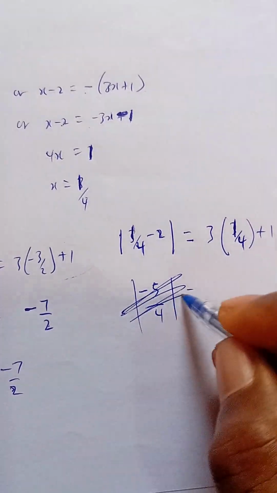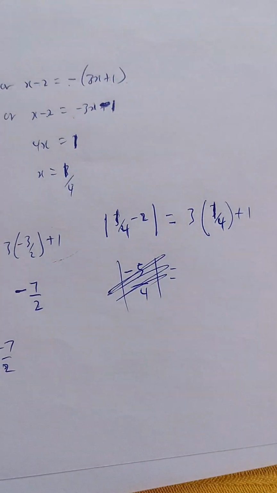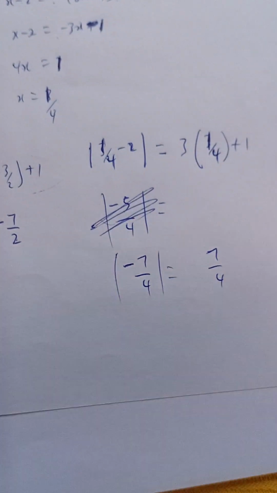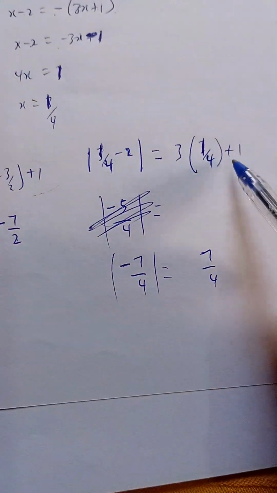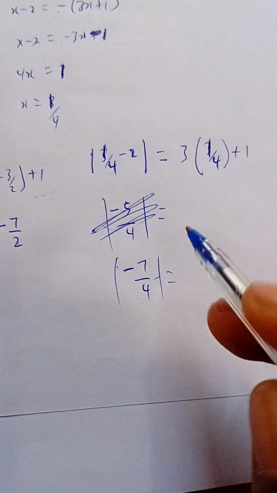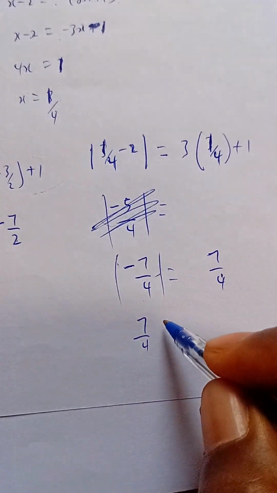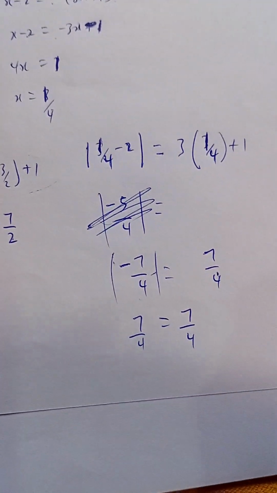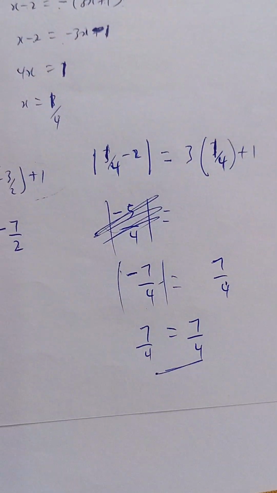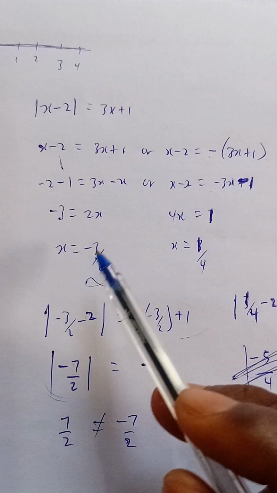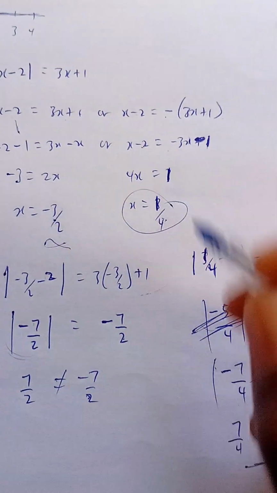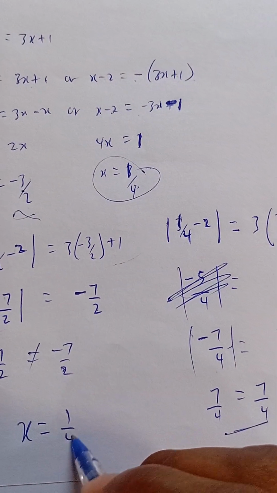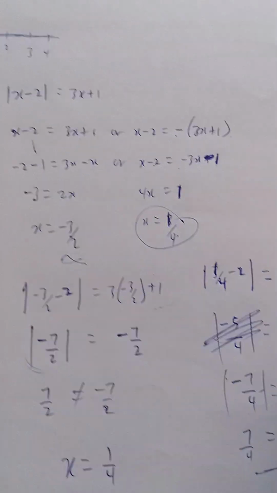So let's check it out again. After plugging in my values, I have this side to be negative 7 over 4. Here should be 7 over 4. So absolute value of this, we are going to get 7 over 4, because for absolute values, we shouldn't get a negative answer. And this is correct. So you can see we had two solutions, minus 3 on 2 and 1 on 4. But this was the one that worked. So at the end of the day, x is equal to 1 over 4. So always verify your solutions.